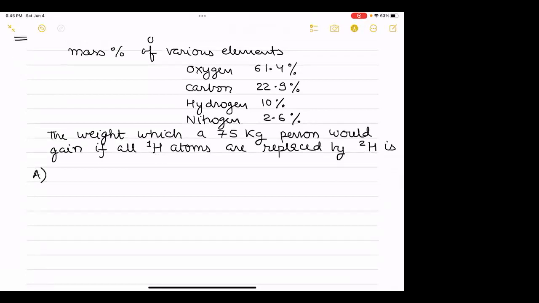Okay, in kgs. So is it 15 kgs? Is it 37.5 kgs? Or 7.5 kgs? Or D, is it 10 kgs?